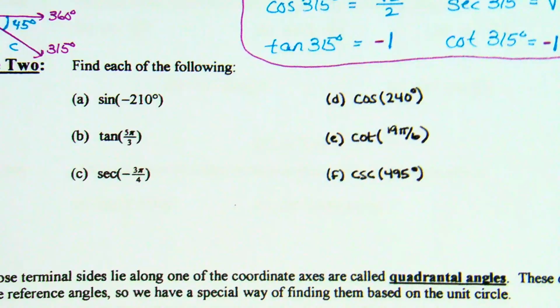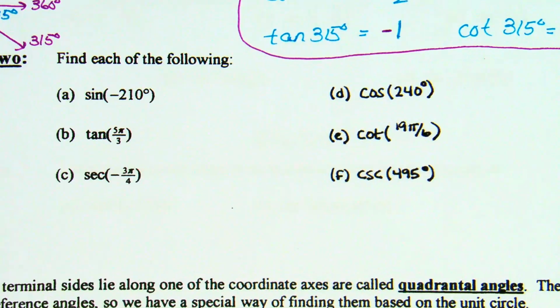So first thing you might want to think, what do you know about negative 210? Where is negative 210? Okay, between 180 and 270, but negative. Okay, so I see what we're talking about in general. My recommendation, can you change negative 210 to an equivalent positive angle?